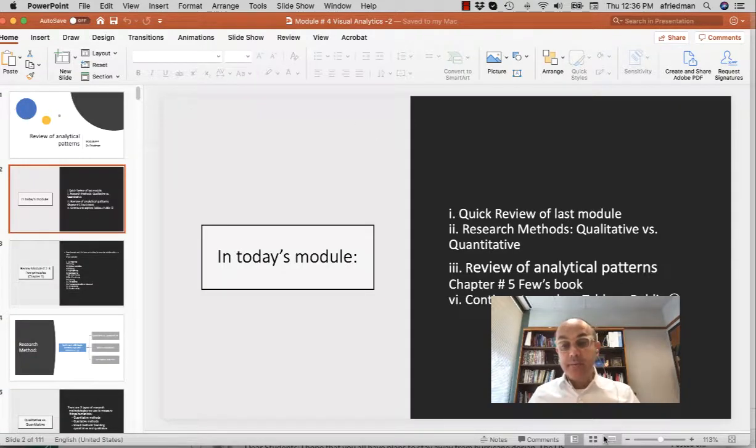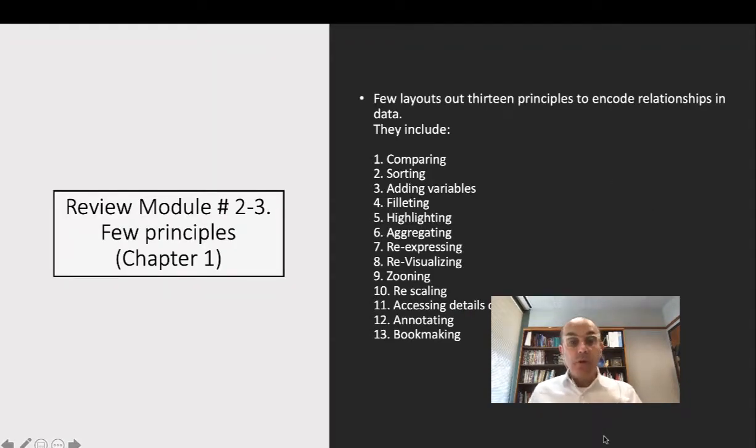So let's begin. I want you to remember that in the beginning, in module number 2 and 3, we talked about the foundation, the idea of how we apply data to visualization and what we do with the data in order to convert it into visualization. We talked about comparing, we talked about sorting, we talked about adding variables and so on. But I want you to have it back in your mind with regard to the visualization.